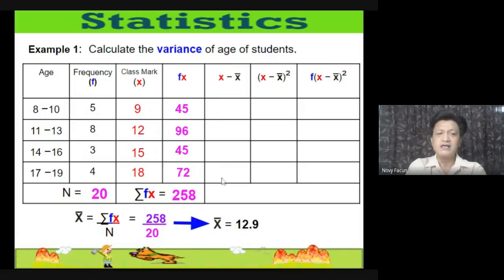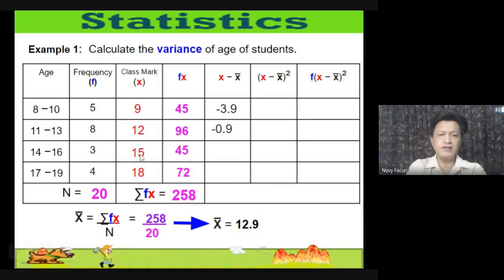Ibig sabihin niyan, sa bawat class mark, isosubtract natin yung 12.9 para makuha itong pang-limang column natin, which is x minus mean. Or class mark minus mean ang ibig sabihin nito. Kaya nga, that is the solution 9 minus 12.9, that is equal to negative 3.9. Take note of that, naging negative kasi wala siyang absolute value symbol. Okay, then sa pangalawa naman, di ba ito yung 12, i-minus natin yung 12.9, that is equal to negative 0.9.